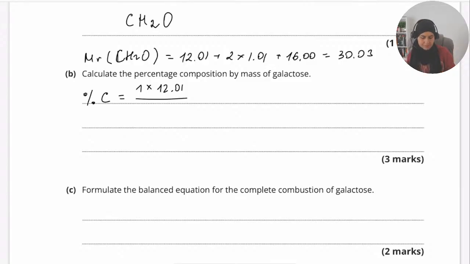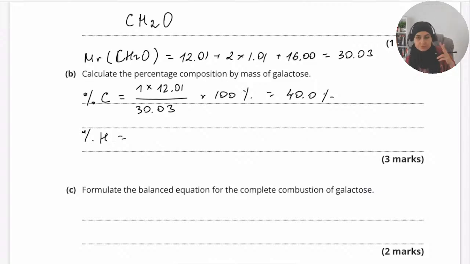So basically what I'm doing is moles times relative atomic mass, divided by the mass of the whole thing. If it's 1 mole, then the mass would be 30.03, and times 100%. So 39.99, or 40.0%. Then I do the same for hydrogen.